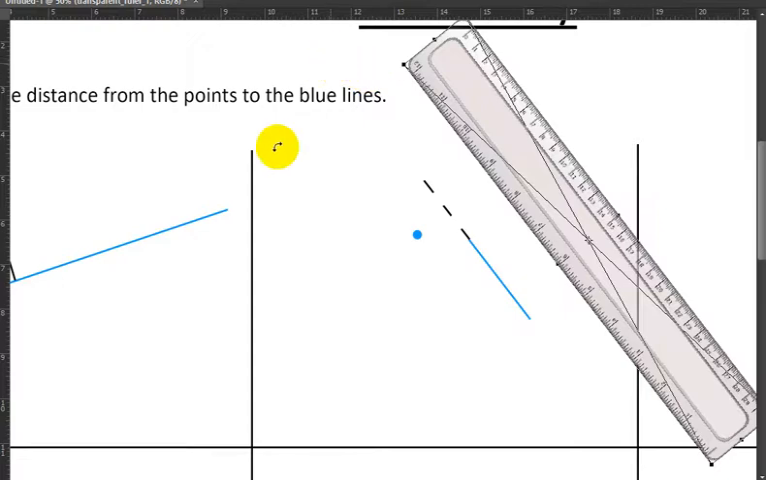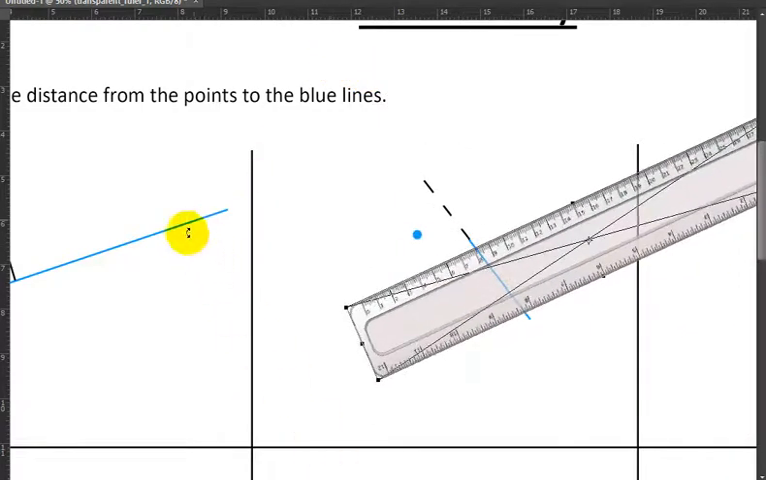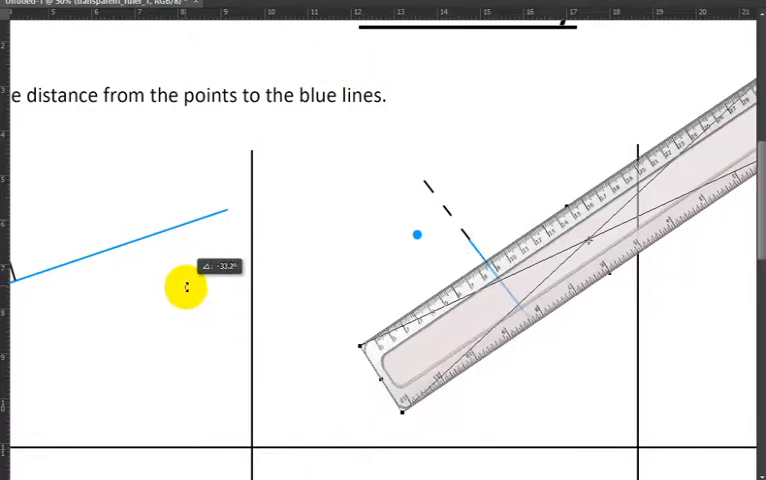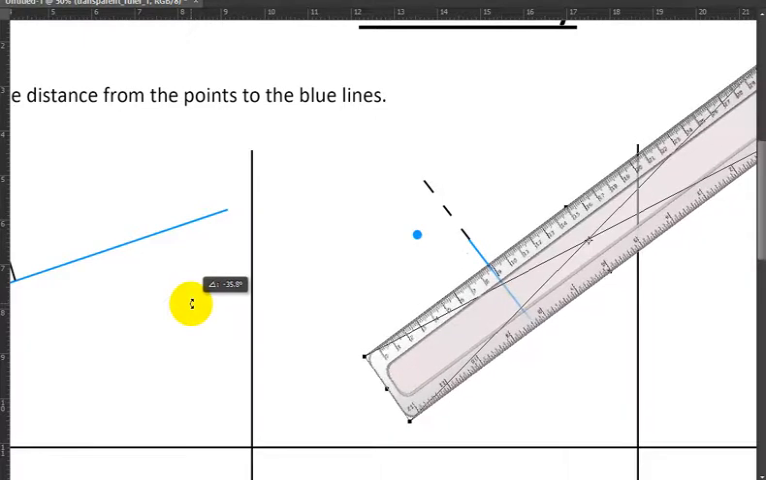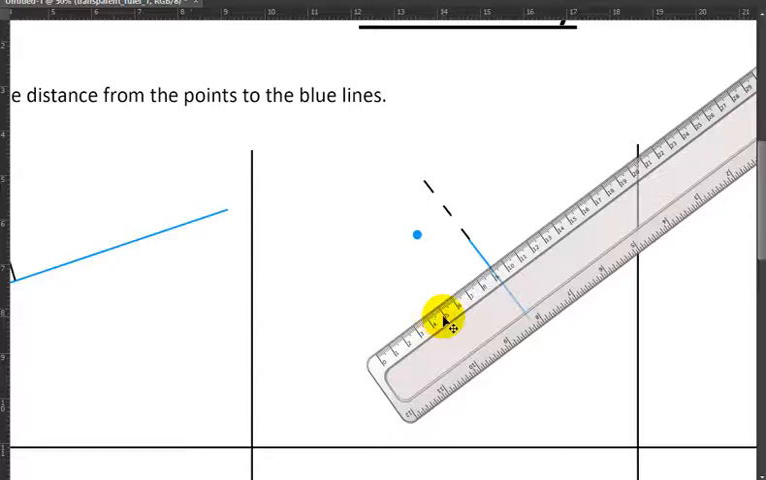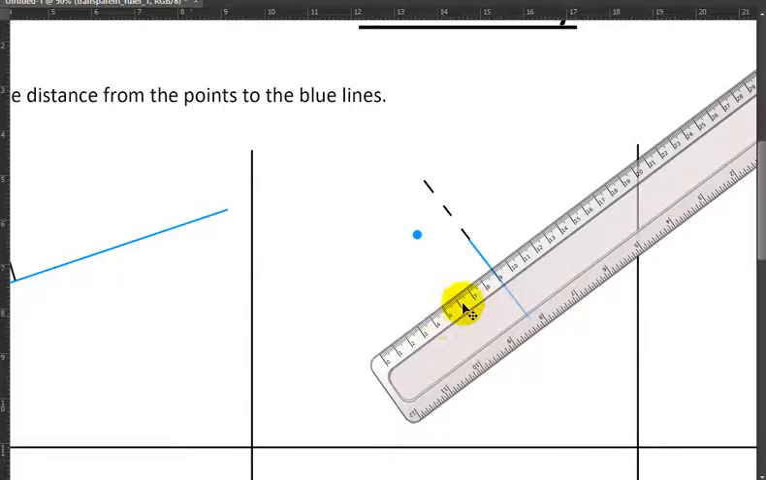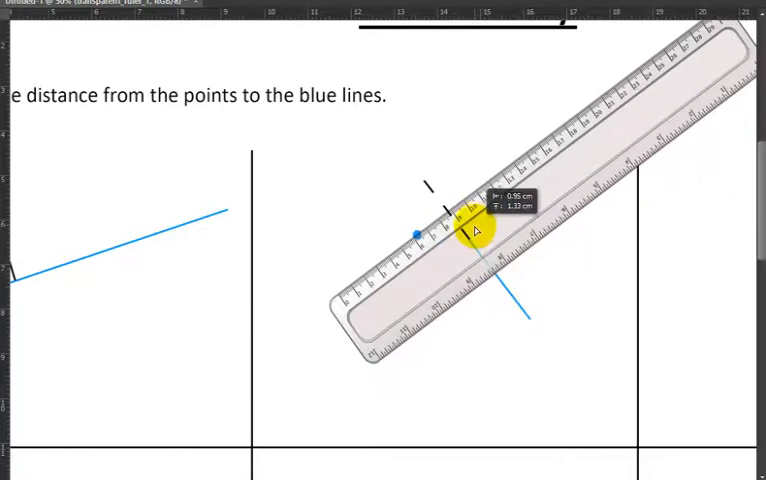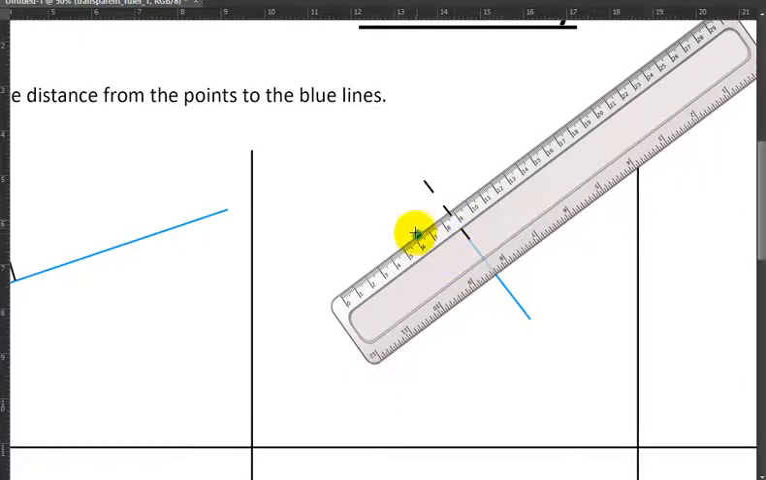Then I will rotate my ruler again to make it perpendicular to the blue line. So right here, right? Let's see. Yep, there we go. This black line is now aligned with the blue line. I will bring it to the point right here, and then I will make a line from the point to the imaginary part of the line. So there we go. That black line right there is the distance from this blue point to the line.